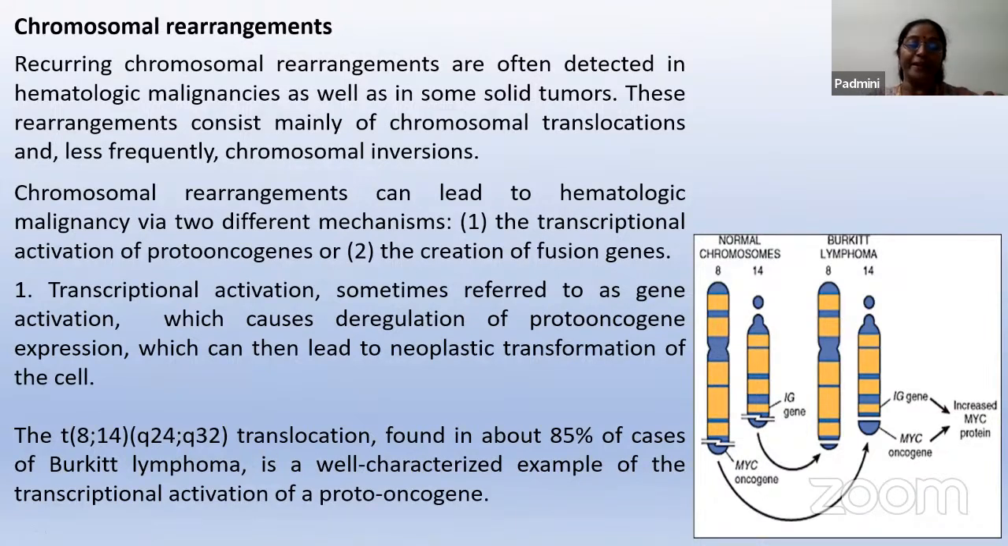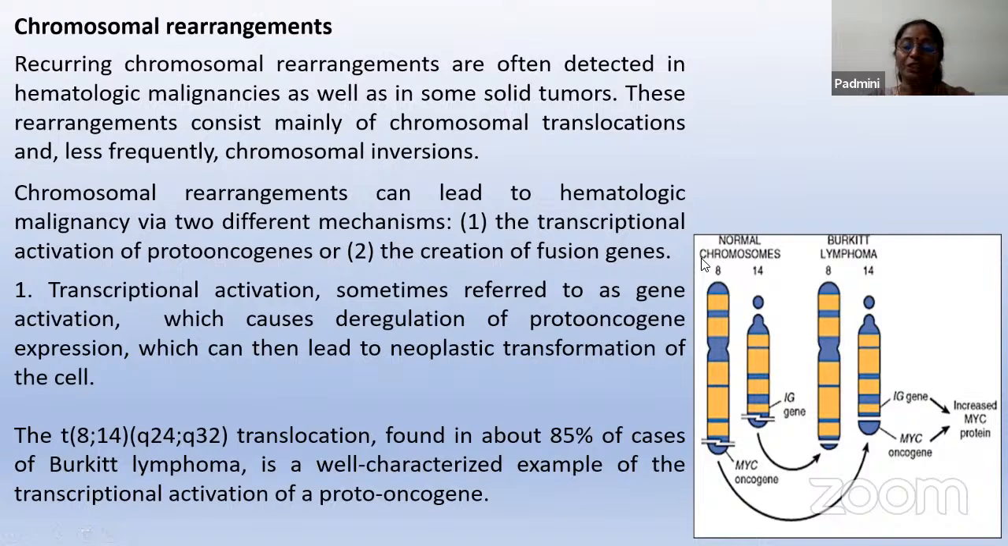Q24 from the 8 and to Q32 of chromosome 14. It was found in about 85% of the cases of Burkitt lymphoma, and this is a well-characterized example of transcriptional activation of a proto-oncogene. So that was one type of mechanism for chromosomal rearrangement.